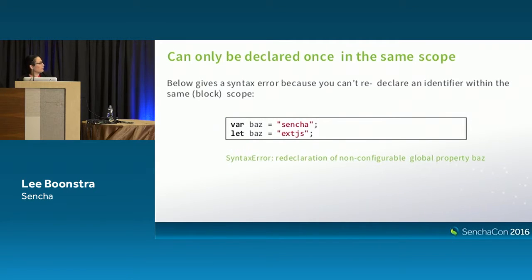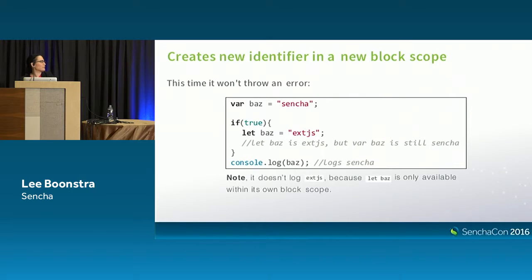Here you can see an example. I create a variable bus and I set it to Sencha. Now if I create another declaration, in this case let bus, I get a syntax error because I cannot declare it again. It was already declared, it's set to Sencha. But this example would work because in this case let bus is in a different scope. It's in a block scope, in the if block. Outside of the if, it doesn't exist anymore. Outside the if, bus says Sencha.